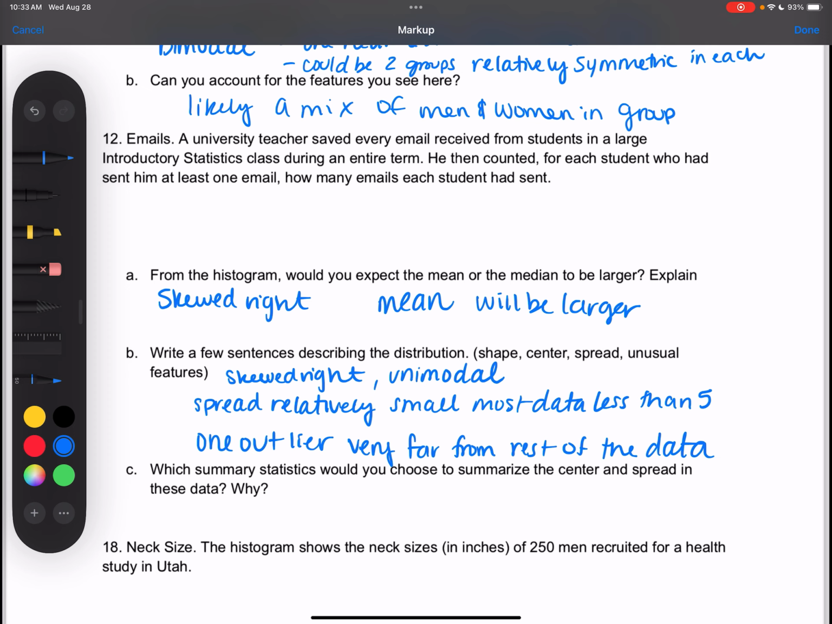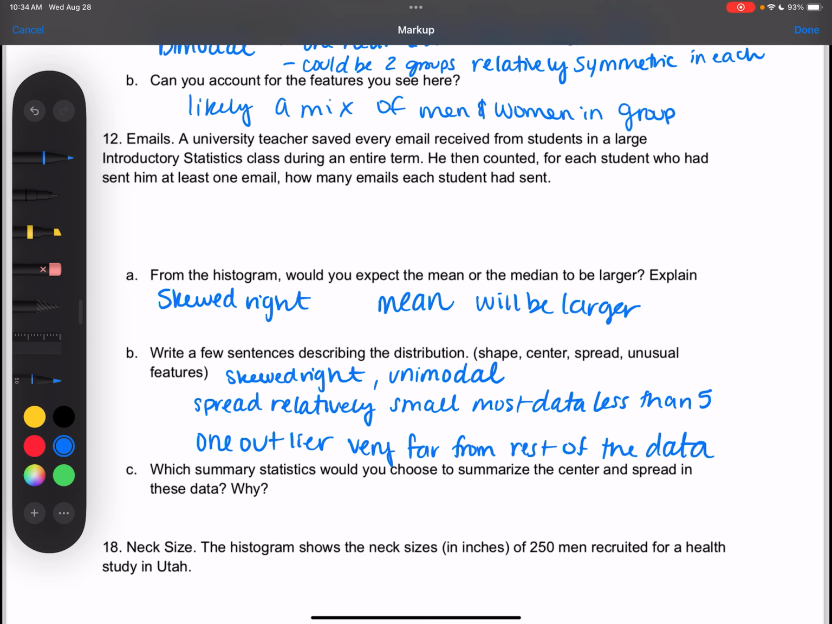Anyways, all right. C. Which summary statistic would you choose to summarize the center and spread in these data and why? So basically, are we using mean and standard deviation or median and IQR, and why? I know we talked about this. I just can't remember which one goes with which.